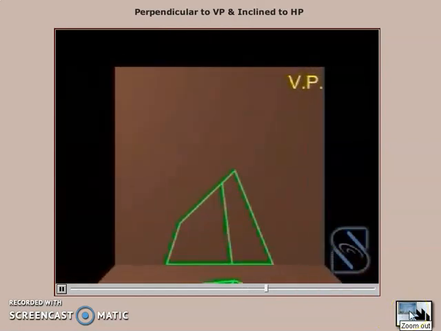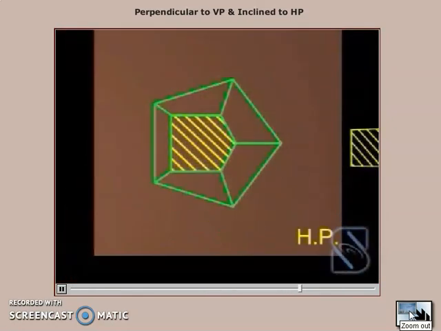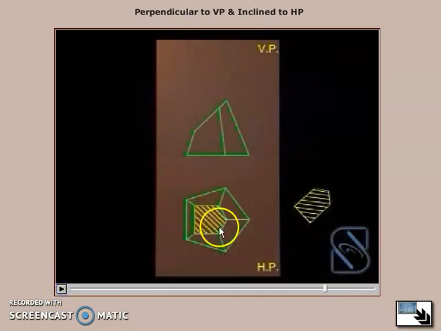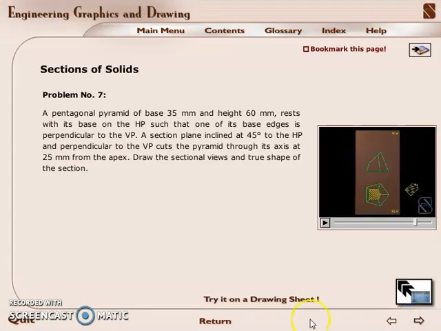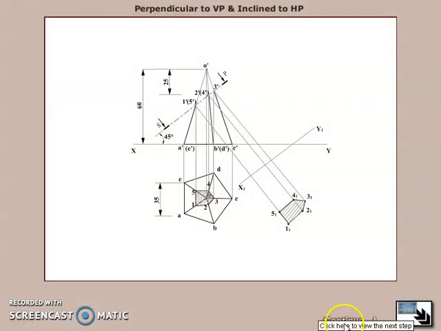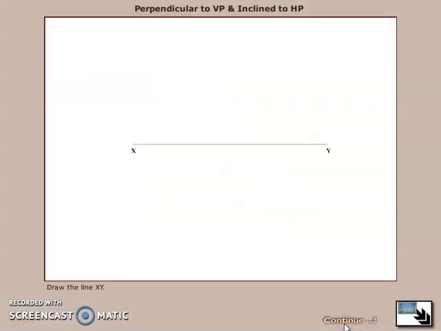Then you rotate the horizontal plane through 90 degrees in the clockwise direction to represent both views on a single plane. And you know, this is the sectional top view, and this is the true shape. Okay, then we can draw this figure on a drawing sheet. So this is the final figure, and we can see how to draw it.